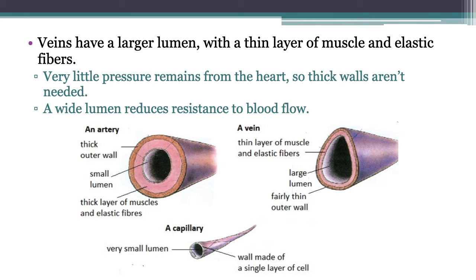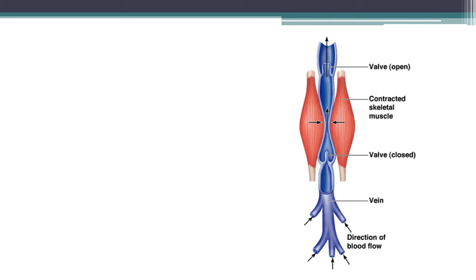Veins have a larger lumen but a thinner layer of elastic fibers. Very little pressure remains from the heart, so the thick walls aren't needed. A wide lumen reduces resistance to blood flow. So veins aren't going to have a lot of pressure in them because it's already gone through the capillaries.